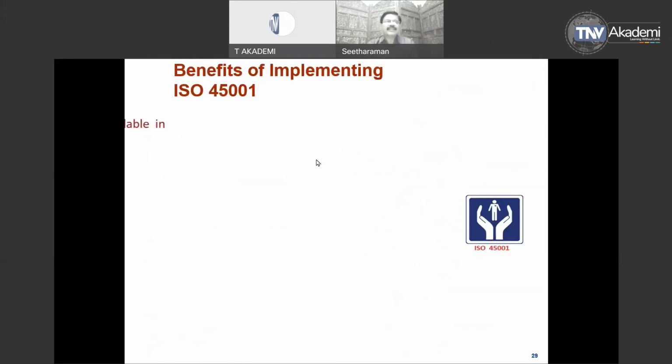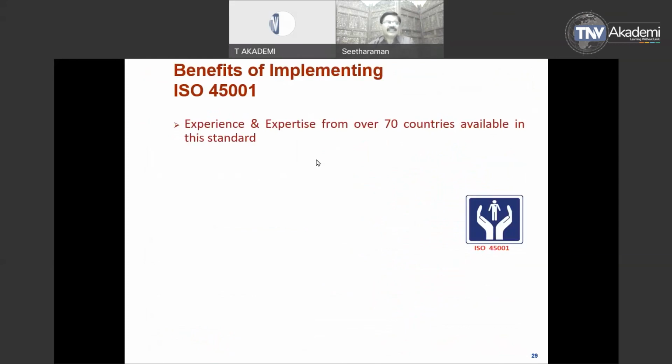Now, benefits of implementing this ISO 45001. One is the standard has got the expertise of more than 70 members who are part of the technical committee. So you get experience and expertise from 70 countries available in the standard for ready implementation in your organization.